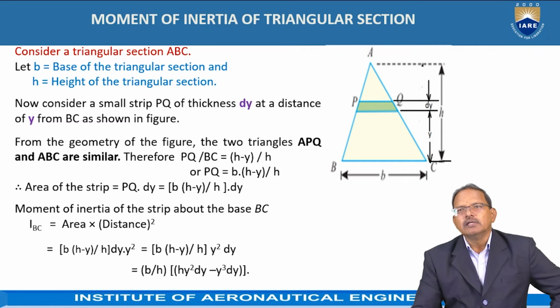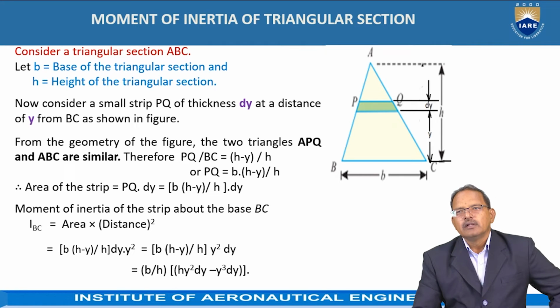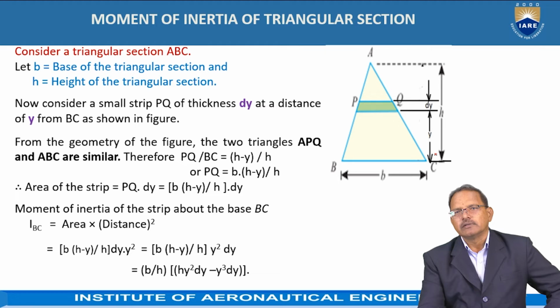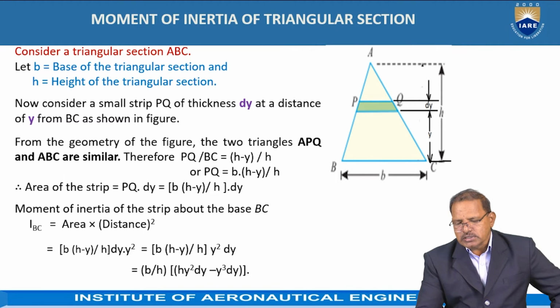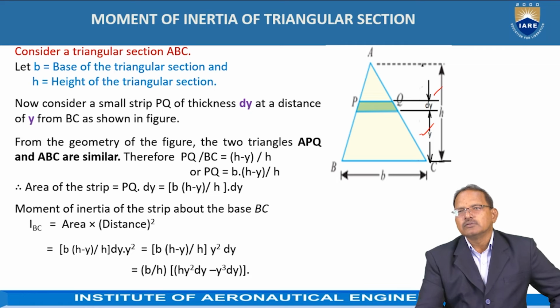Now let us find the moment of inertia possessed by the triangular section about the line BC, which is also called about its base. So let us consider a small strip PQ, which is at a distance of y from the base as shown in the figure. The strip has a thickness equal to dy.